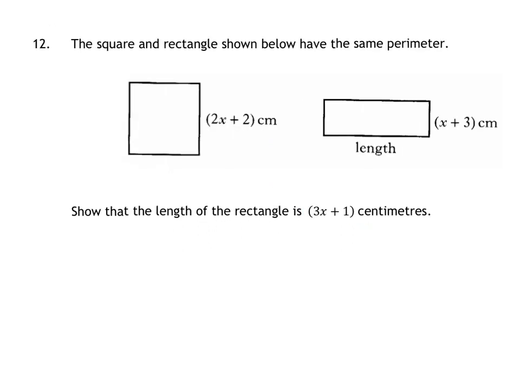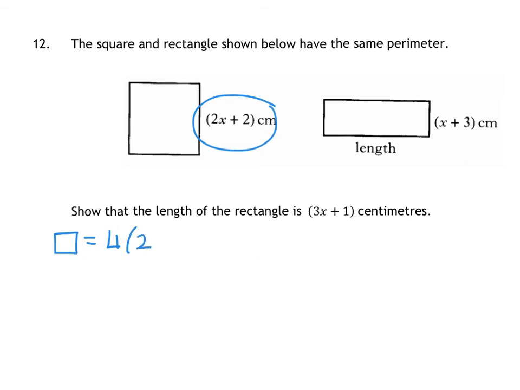Getting towards the end now. So we're told the square and the rectangle below have the same perimeter. So the perimeter is when you add up all the sides. And it says show that the length of the rectangle is given by 3x plus 1. Right, so the square had a perimeter of 4 of these, 2x plus 2, 2x plus 2 and so on.